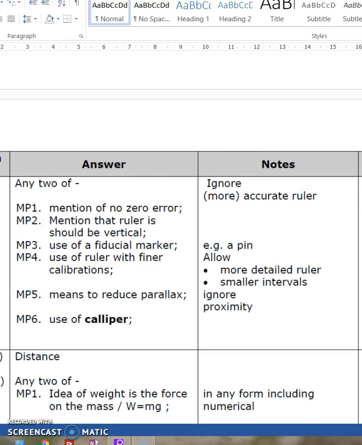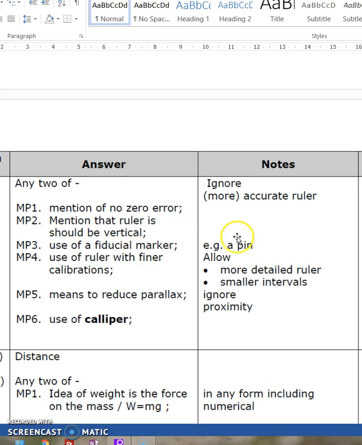you've got 6 options here. You had to get 2 of them. The first one is the mention of no zero error. Now, zero error here is if the end of the ruler is not measuring from 0 or it has been worn away and is no longer true 0. The second one is the fact that the ruler should be vertical; 90 degrees or perpendicular was acceptable here.